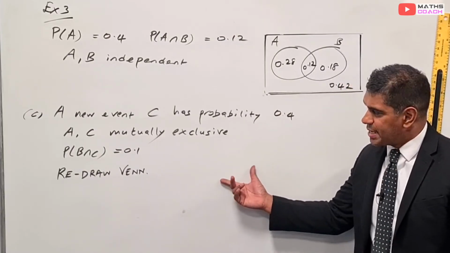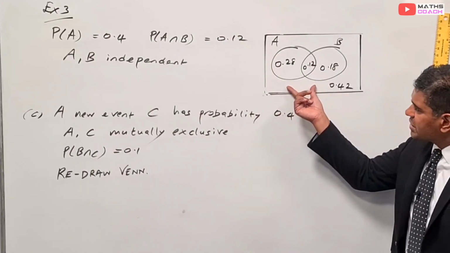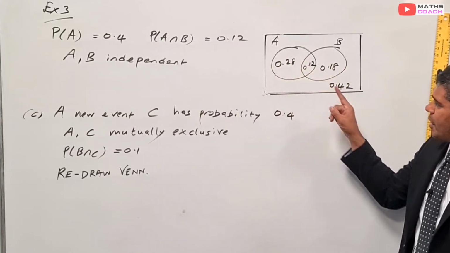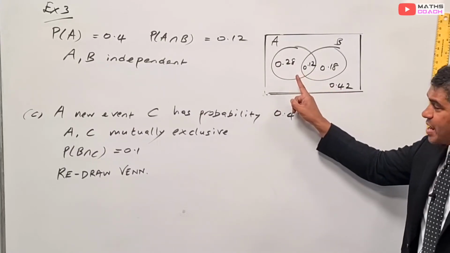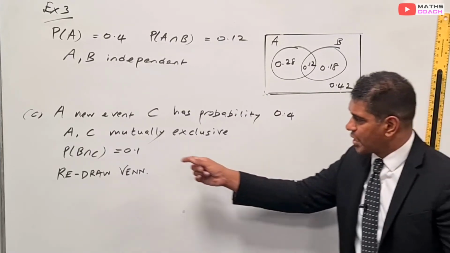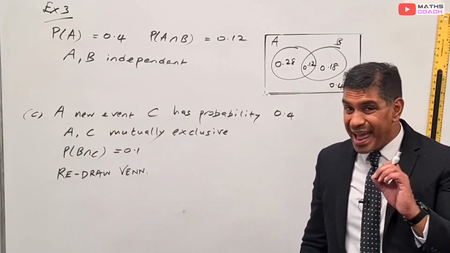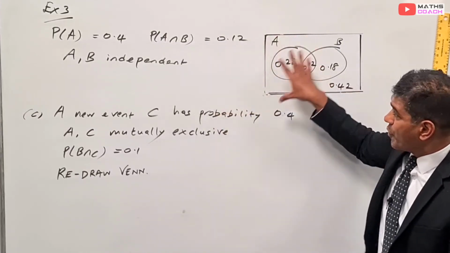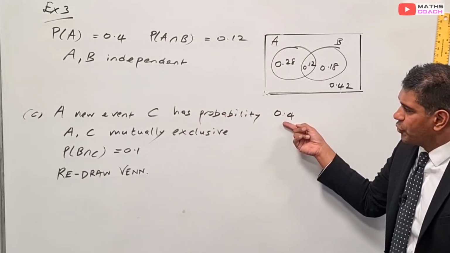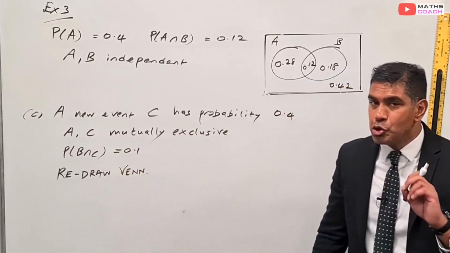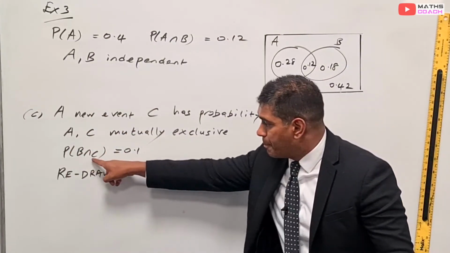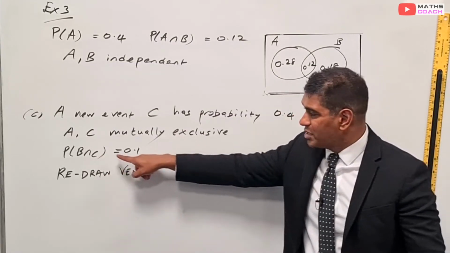Now we're on question C. Before we do question C, I've just given us the answer, just a reminder of question B. That was our Venn diagram, and we had to work out from earlier the probability of A dash and B dash, which was 0.42. Now a new question comes up. I've got a new event C. So now I've got my third ring to involve with the same conditions as before for A and B. Now, probability of C is 0.4. A and C are now mutually exclusive. Remember what we said, mutually exclusive, circles come apart. B and C, probability is 0.1, so that must be the overlap.